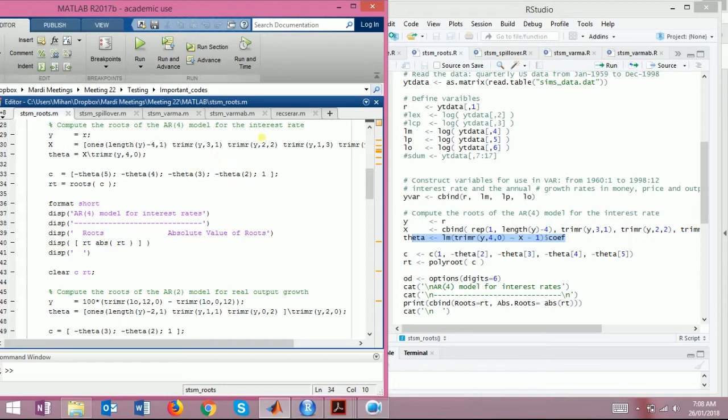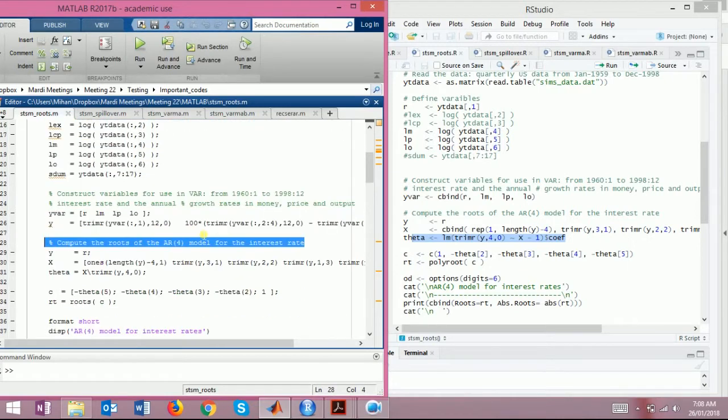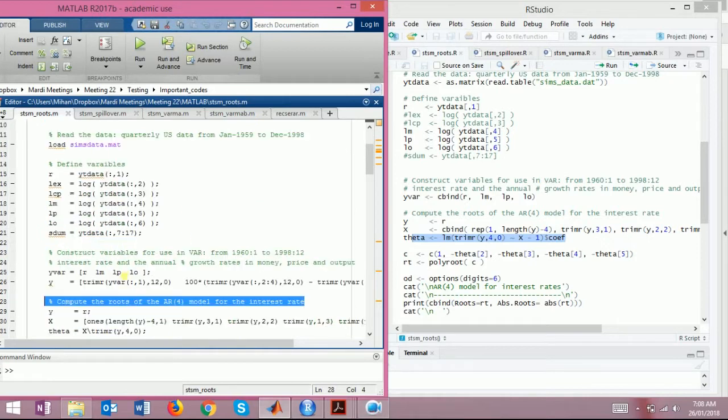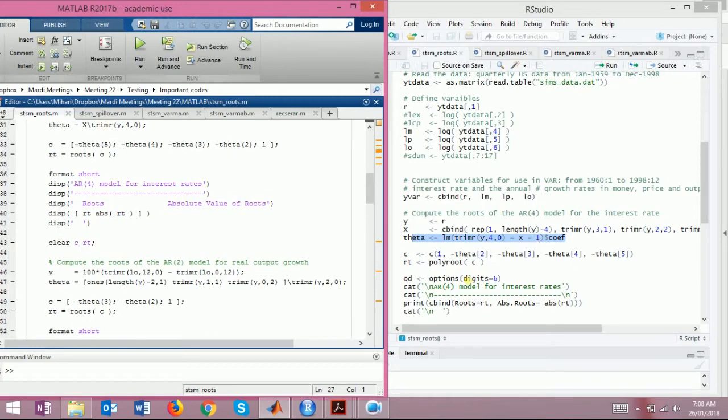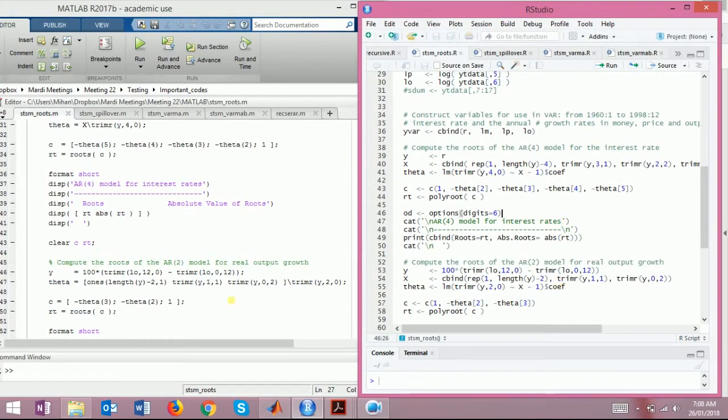Compute the roots of your AR4 model for the interest rate. Y is equal to R. We are just taking the interest rate data as R, and then we find the roots of R. Good. We print column-bound roots and absolute roots.